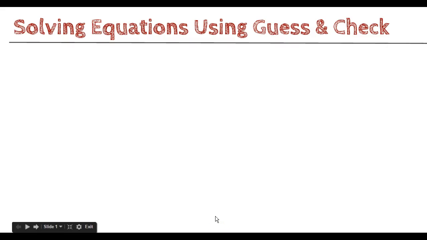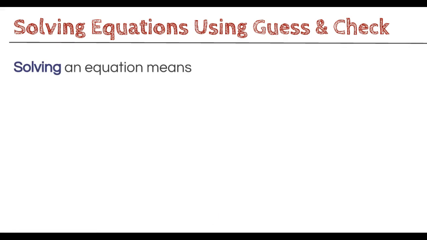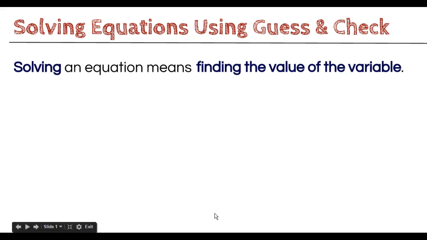All right, so today in class we talked about solving equations using the guess and check method. So first we need to talk about what it means to solve an equation. In any equation we should have at least one unknown, and that unknown is going to be represented by a letter of the alphabet. We call that a variable. So when we solve an equation, that means that we're actually finding the value of that variable.